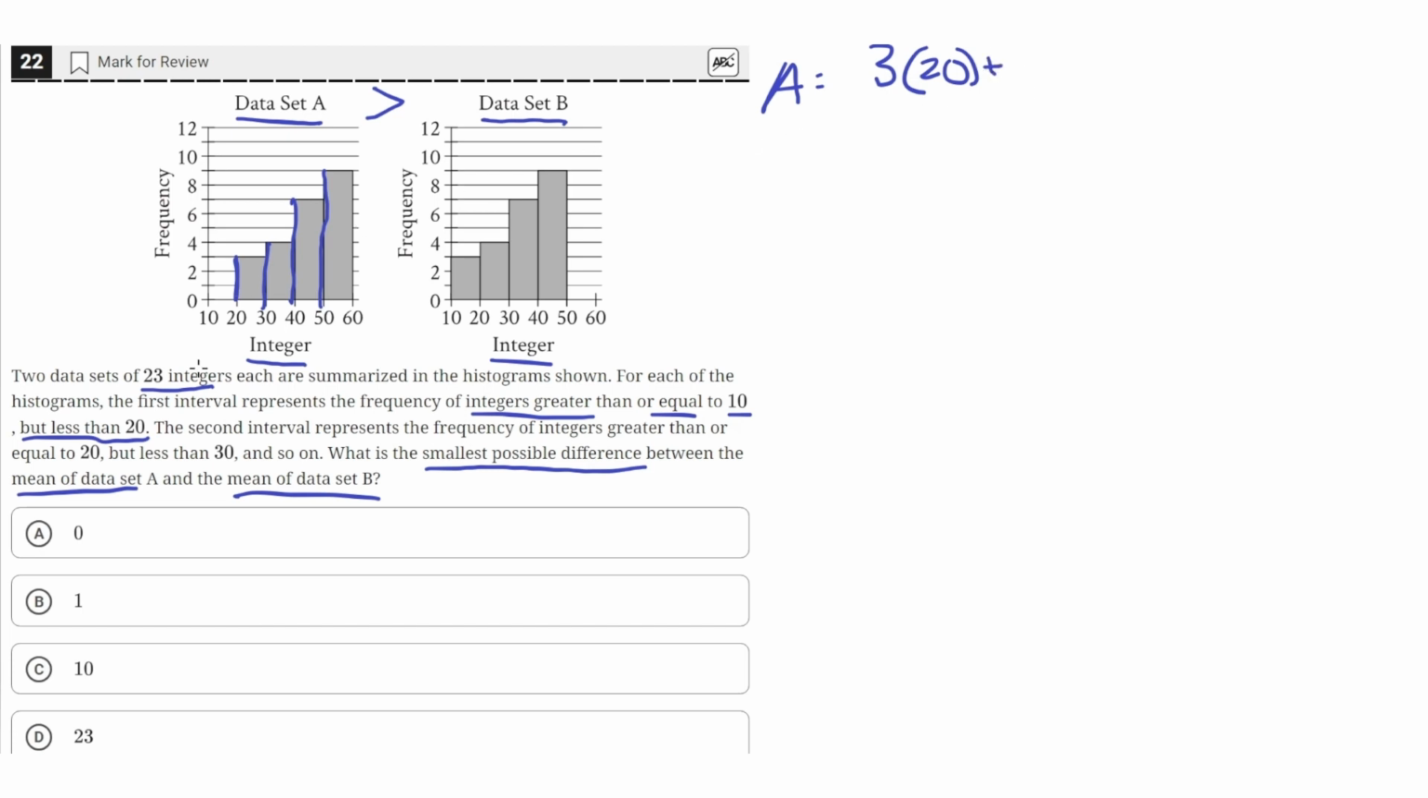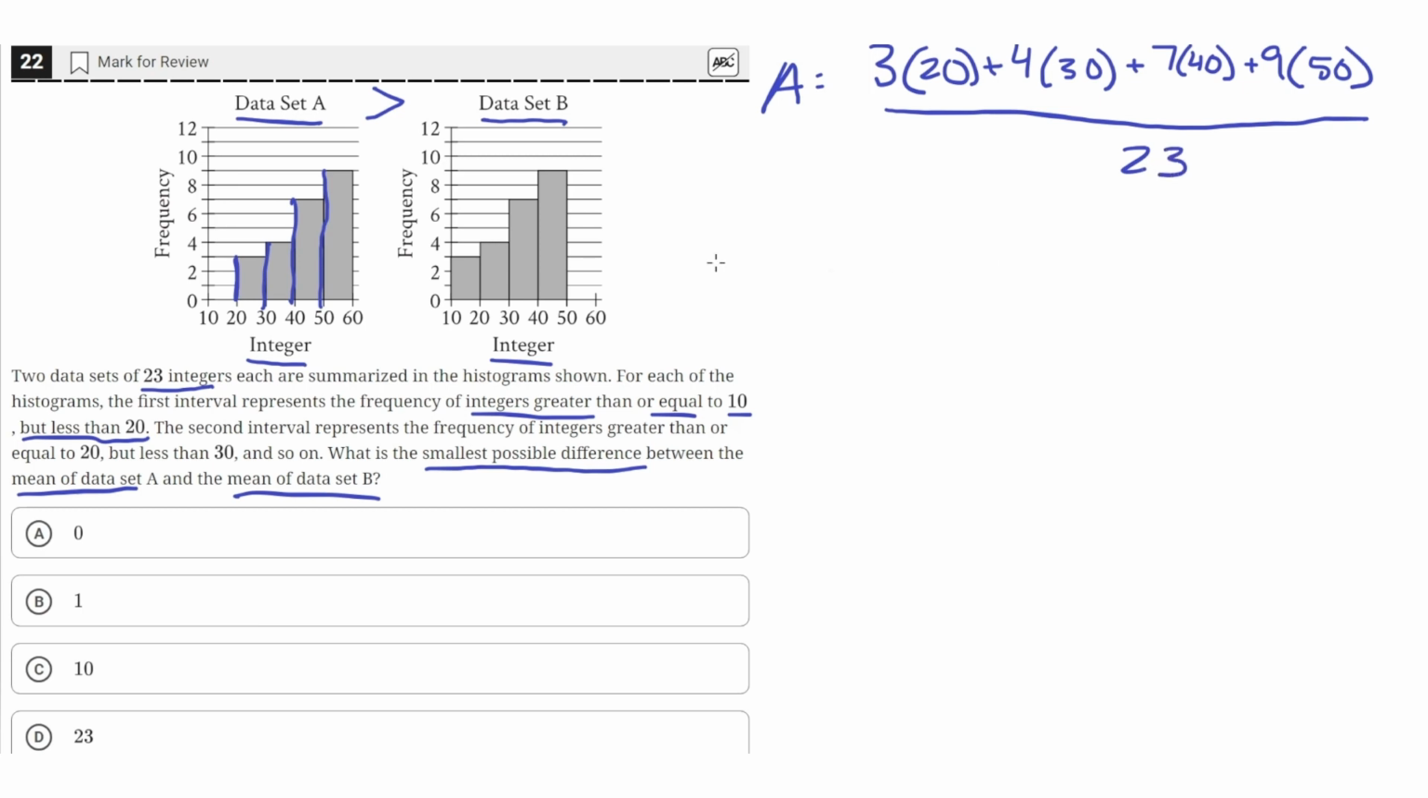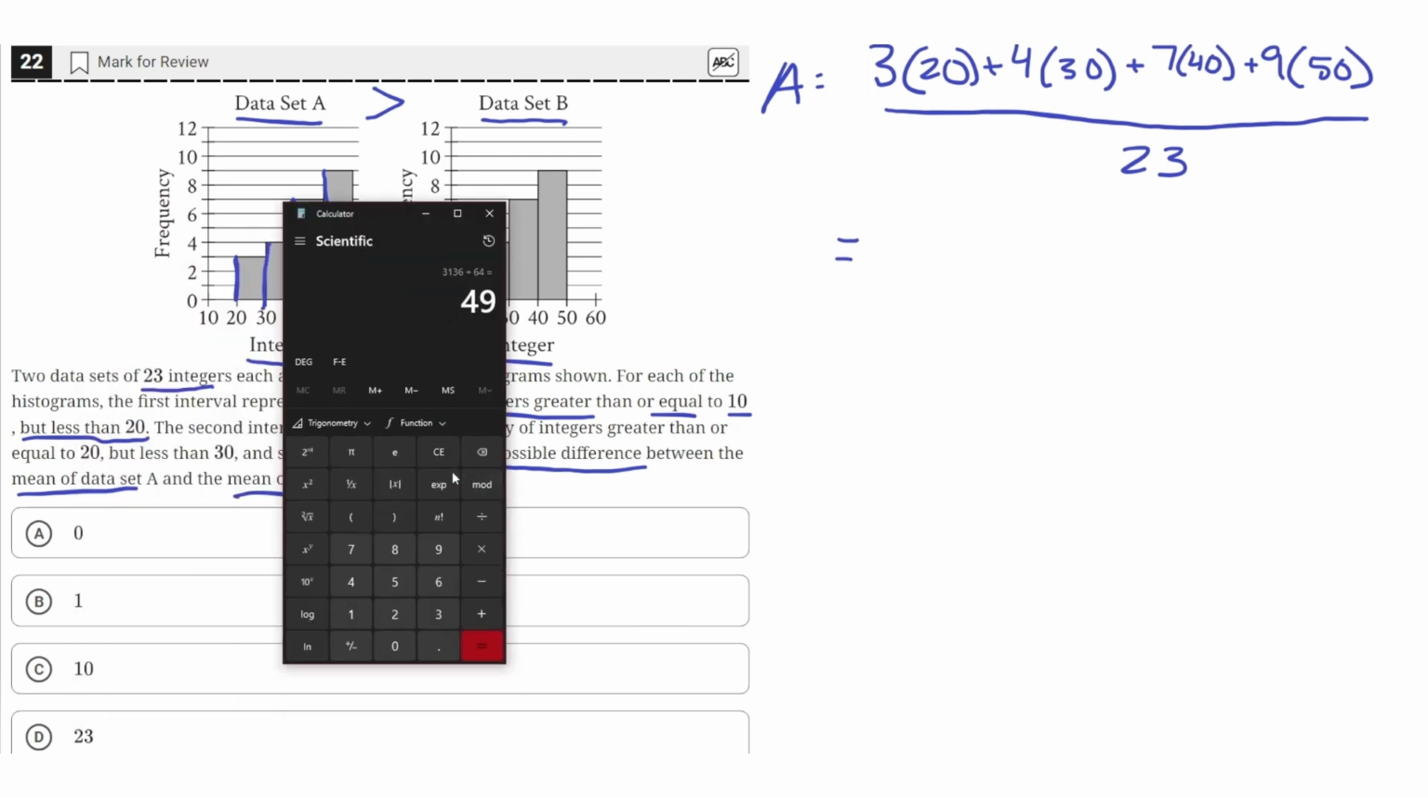Then we'll add that with 4 30s. And then 7 40s. And then 9 50s. And that will all be divided by 23 since each has 23 values. So this will give us the smallest mean possible for dataset A. So let's put that into our calculator and find the mean.